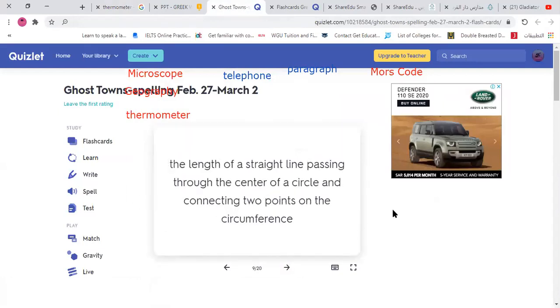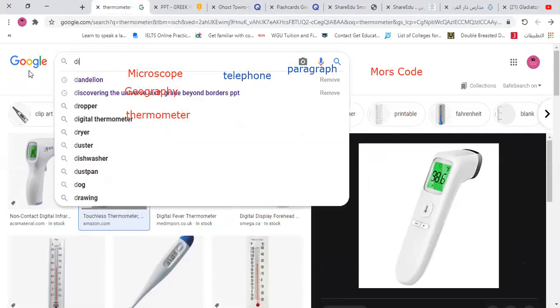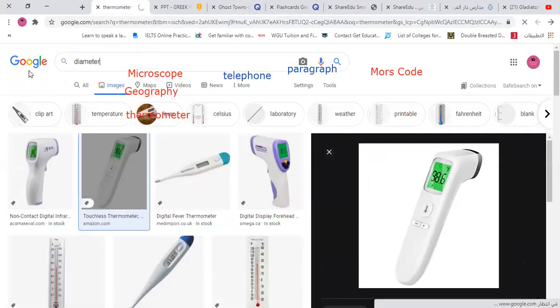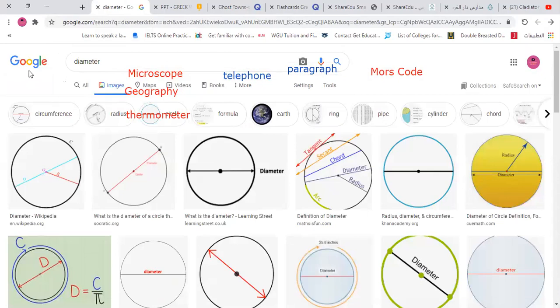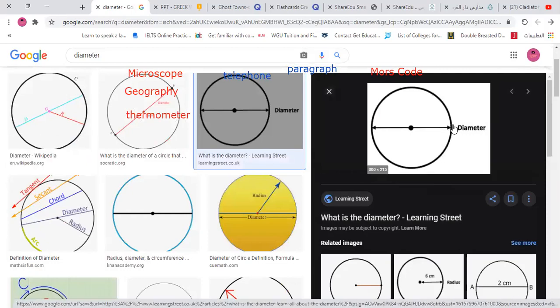Diameter. Diameter is the length of a straight line passing through the center of a circle and connecting two points on a circumference. So this is what we call diameter. If you find the word meter in anything, it means there's a device that measures something. The name at the beginning will be different depending on the device itself. Diameter means the thing that I use to measure the points inside of a circle. I call it diameter.